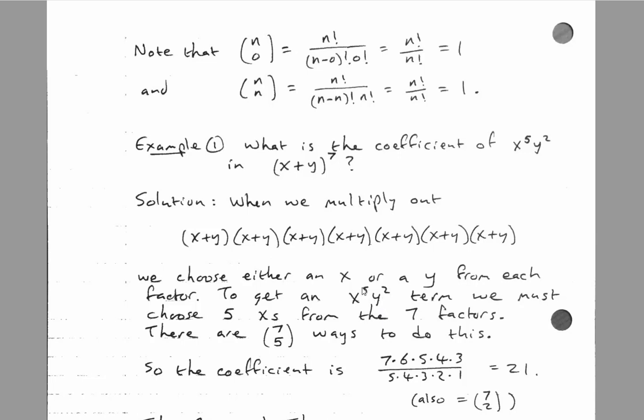So to get an x to the power of 5, y to the power of 2, we'd have to choose x's from 5 of the products and y's from 2 of the products. Okay, there are lots of ways to choose 5 x's from these 7 factors. How many ways? Well, it's 7 choose 5. It's this combination number, this binomial coefficient.